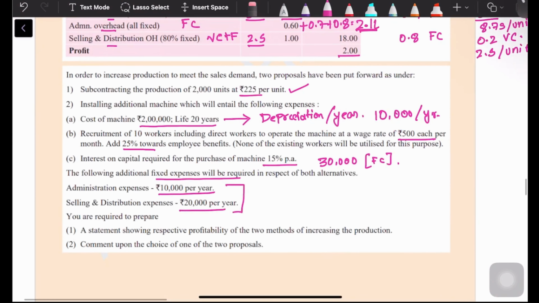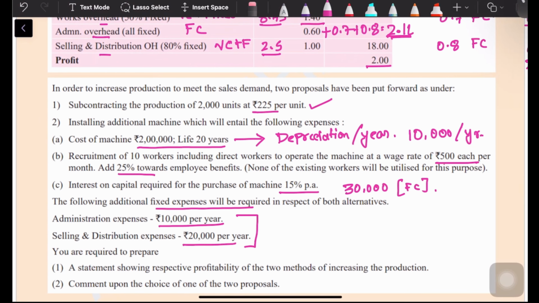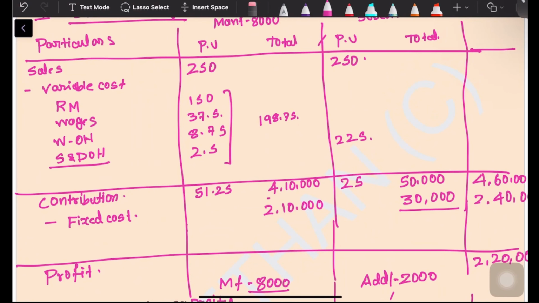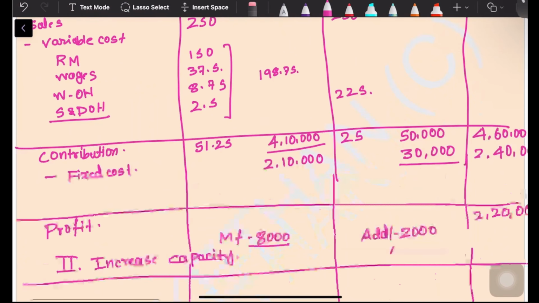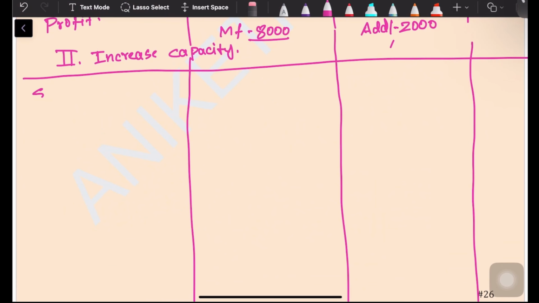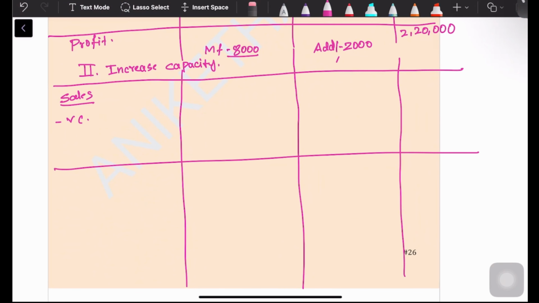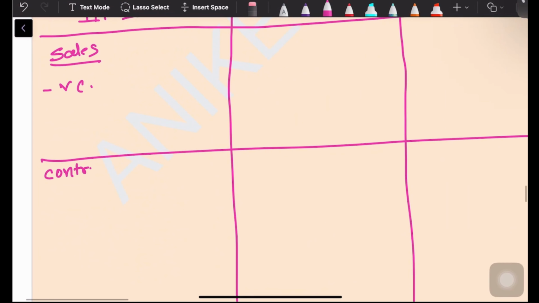So let us read the question again. So there will be additional fixed cost. This is one. Then there will be additional wages cost in the second case. Then there will be additional fixed cost of interest. So the remaining thing is same. So I can just take the same values at the contribution level. So 4.1 lakh sales minus variable cost, I can take also contribution only. The same thing will be there for 8,000 units also. So I will take from contribution minus fixed cost.